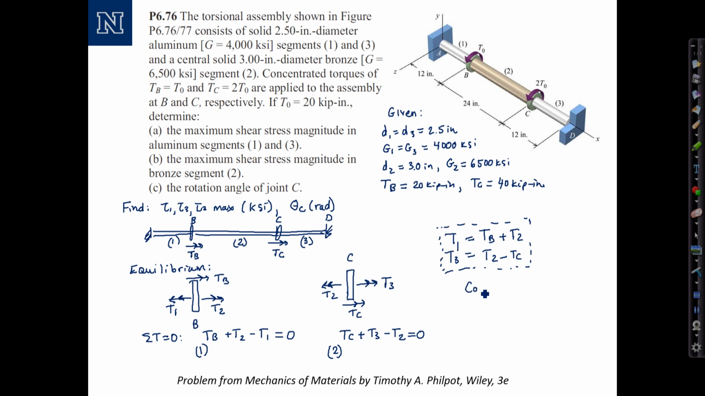Now my compatibility equation, since the shafts are connected end to end in series, we know that the total rotation of the system from end A to end D has to be equal to 0. So the sum of the internal rotations, theta 1 plus theta 2 plus theta 3, is equal to 0. We can solve for each of those equations using the relation between theta and the internal torque, which is theta equals TL over JG: T1 L1 over J1 G1, plus T2 L2 over J2 G2, plus T3 L3 over J3 G3 equals 0. And that is our third equation, our compatibility equation. So using this information, we'll go forward and solve the problem on the next video.